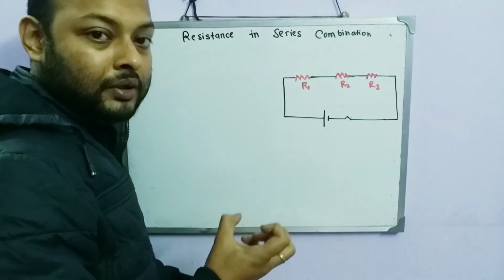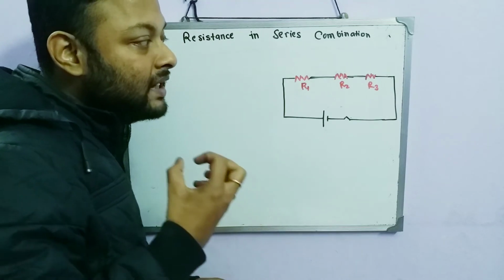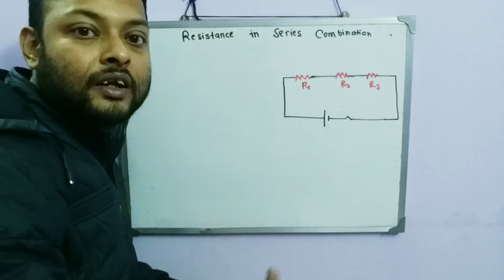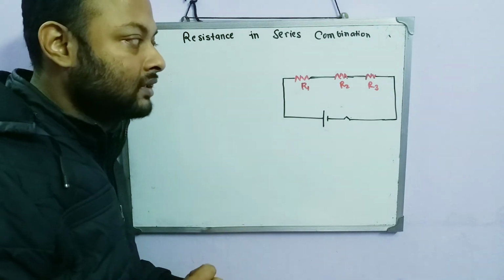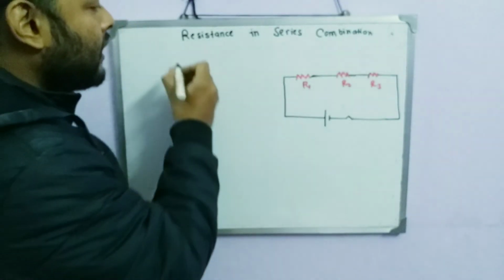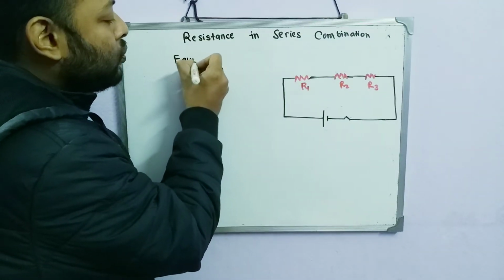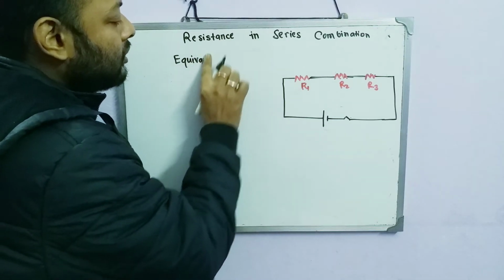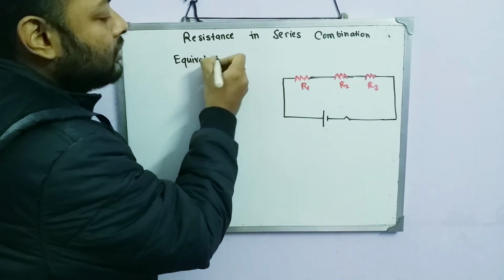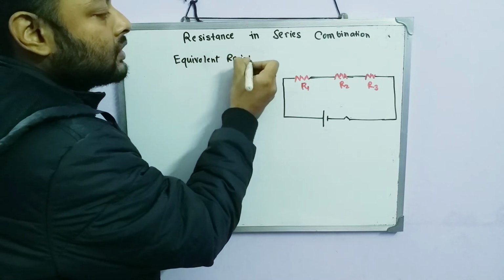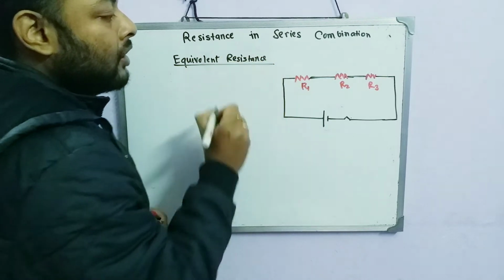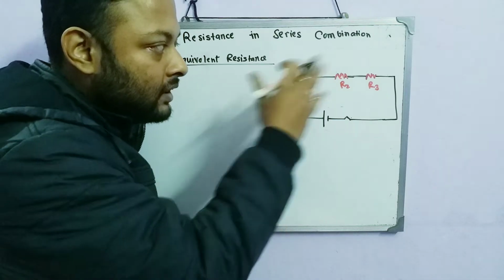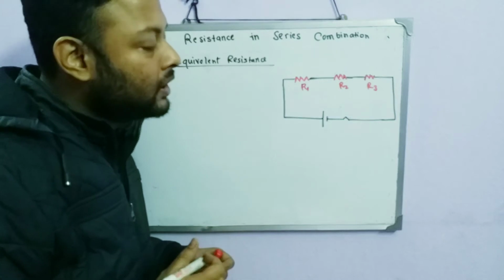In this kind of a combination, what is my equivalent resistance? Equivalent means what? The resultant resistance is called the equivalent resistance. So my target is to find the equivalent resistance. So this is my target. What means the equivalent resistance or the net resistance in the entire circuit? That's what I need to find.